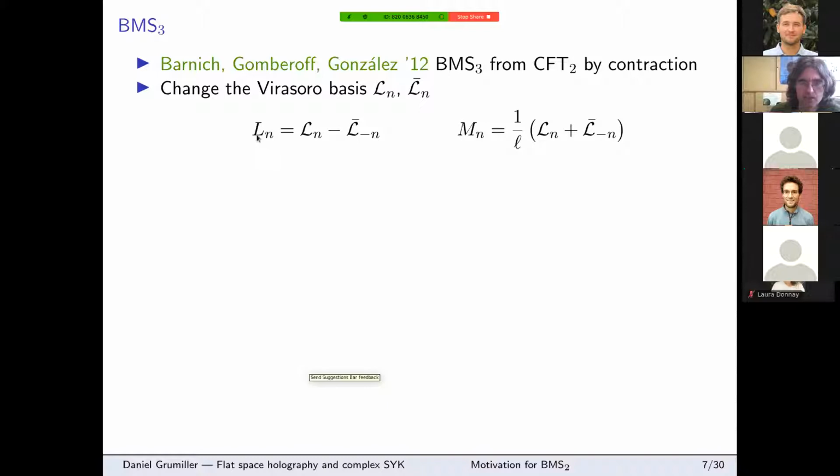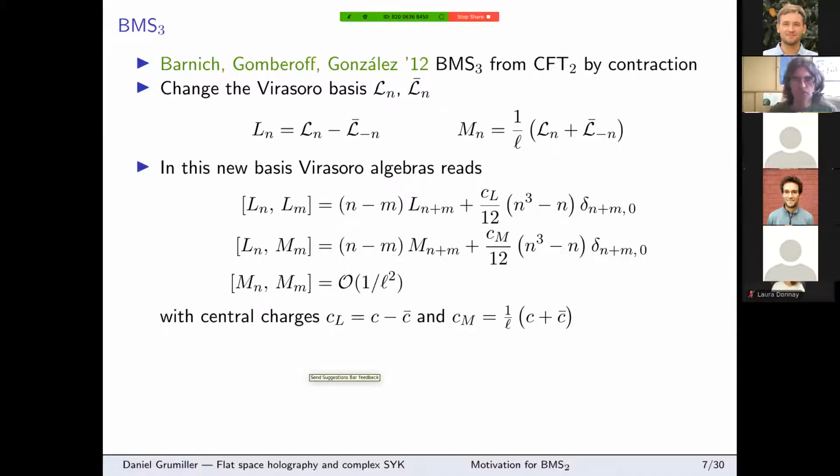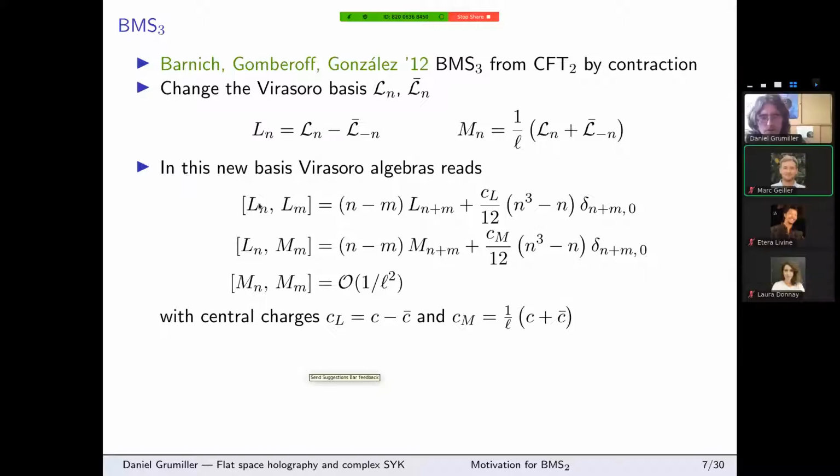So you define new generators L_n and M_n, which are just linear combinations of the L and L bars. And in M_n, I introduce some parameter 1 over l. And as long as this is finite, it's just an ordinary change of basis, slightly weird change of basis perhaps. And in this new basis, the Virasoro algebra takes this form here. So L with L forms again a Virasoro algebra with a central charge that is the difference of the original ones. L with M is a commutator that on the right-hand side looks like a Virasoro algebra for the M's, with the central term that is the sum of the original central terms rescaled by 1 over l. And M with M gives something that is non-zero as long as l is finite.